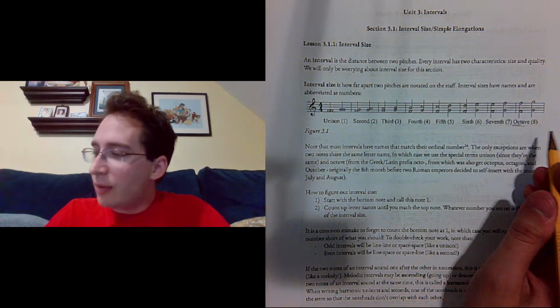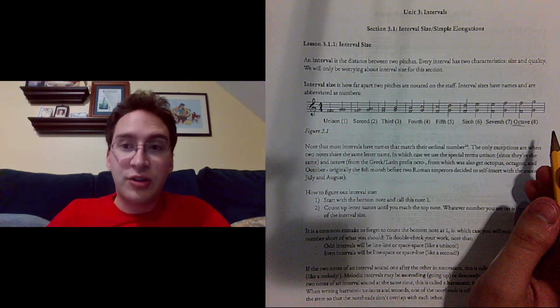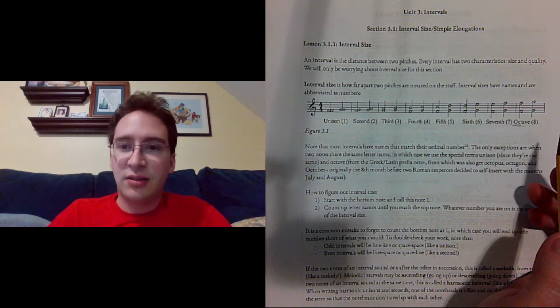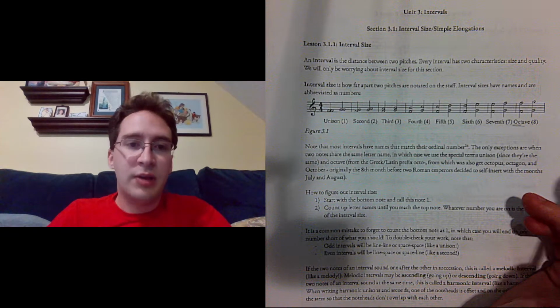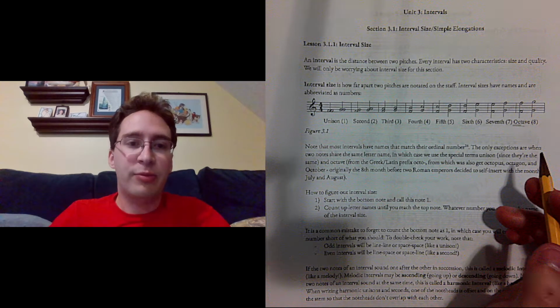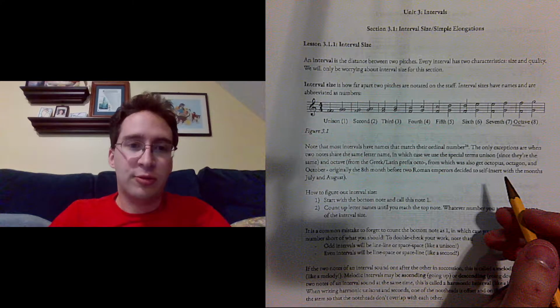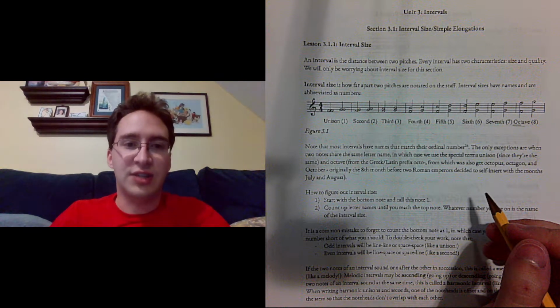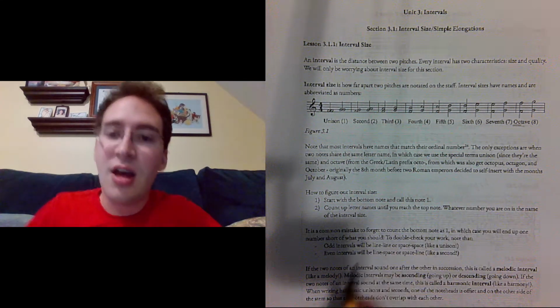Octave comes from the Greek and Latin prefix octo, for 8, like octopus, octagon, and then October was originally the 8th month before the emperors Julius and Augustus self-inserted themselves into the calendar as July and August.